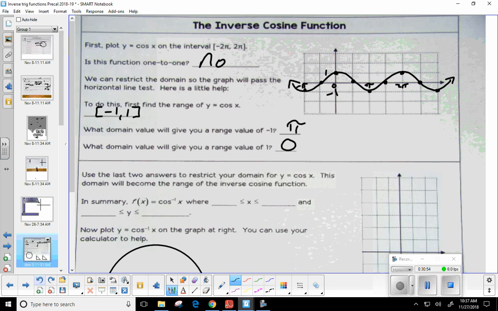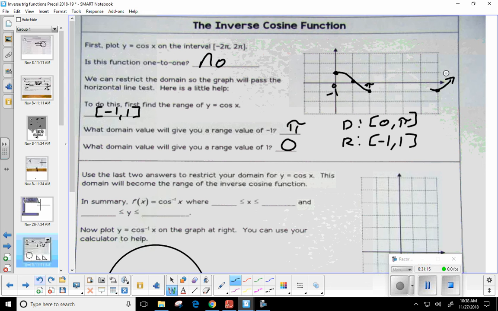So here's what I'm saying. We're going to restrict his domain to be between 0 and pi, and we said that his range is from -1 to 1. Would everybody agree? So I'm going to cut off the left side right here, and I'm going to cut off the part to the right of pi. Now if I were to put a horizontal line through him, would he pass? Yeah, he's definitely one-to-one. So the inverse is going to be a function.